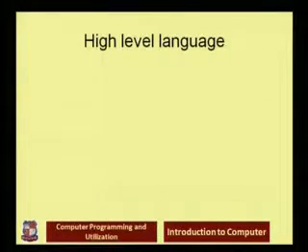Now the third category of language is the high level language. High level language is the language we use nowadays. It is known as a high level language because whatever program code is available in high level languages is totally in human readable format.